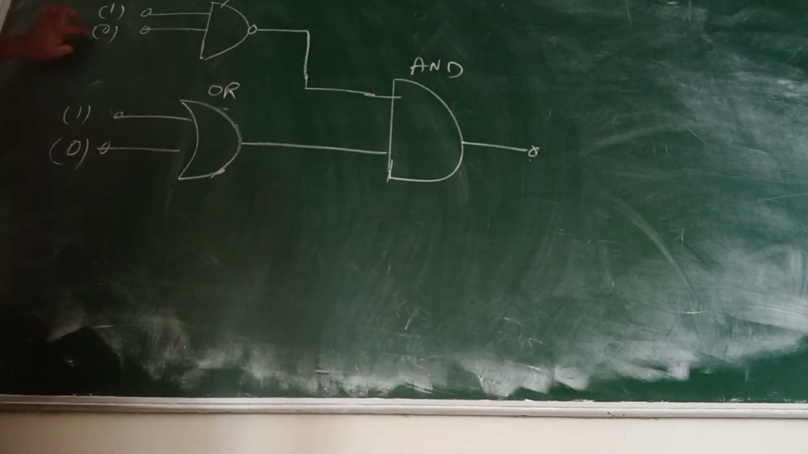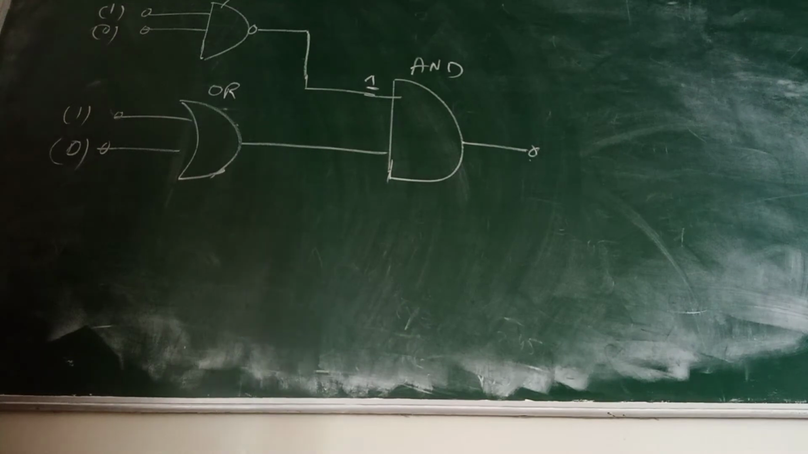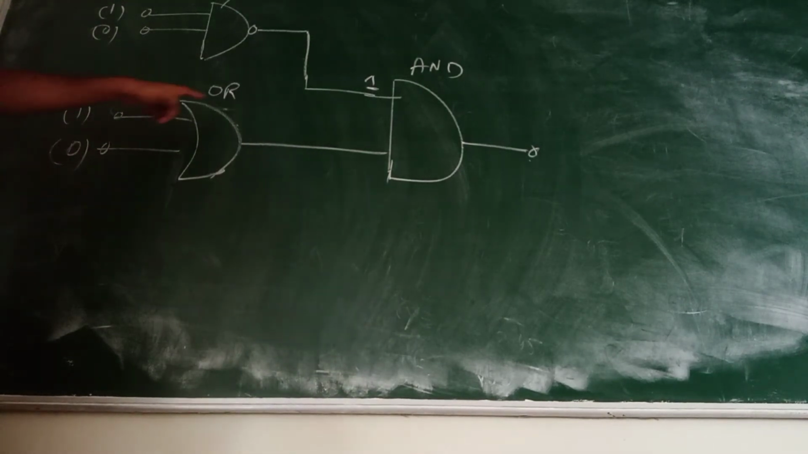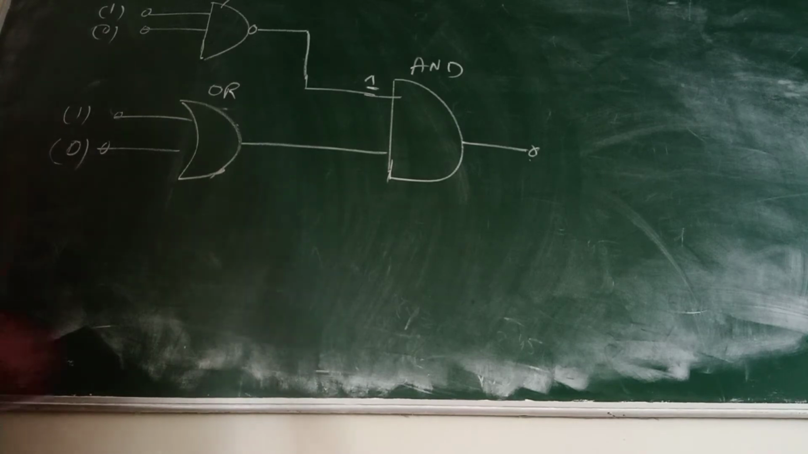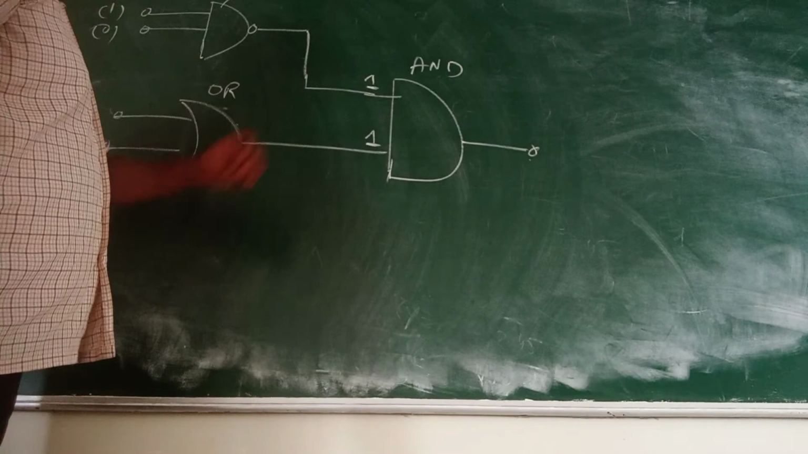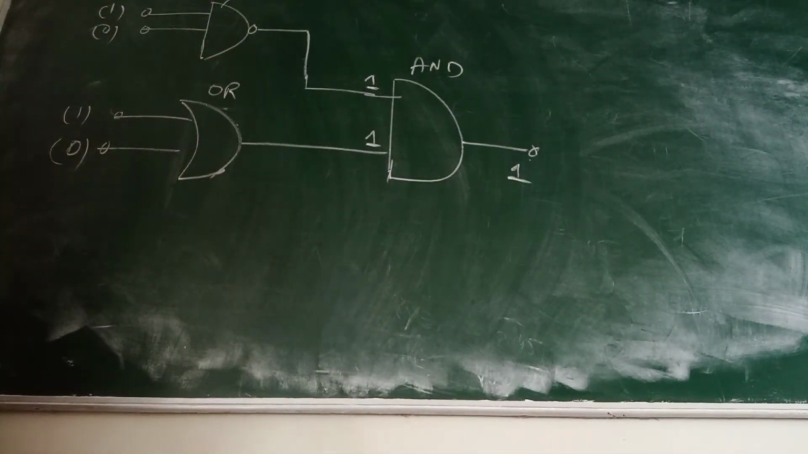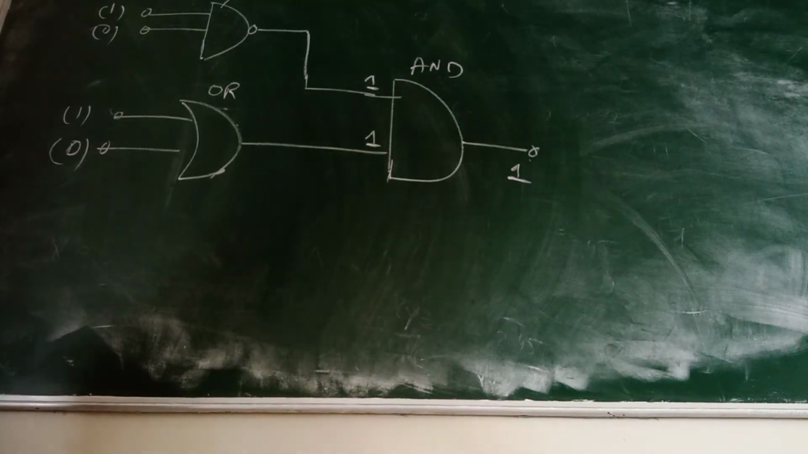See, 1 and 0. In an AND gate, what will be the output? The output will be 0. But because this is a NAND gate, this will be 1. 1, 0. It's an OR gate. So you need to pick the highest, 1. Okay. So AND gate, 1 and 1. It will give you output as 1. Okay. Like this you have to do.